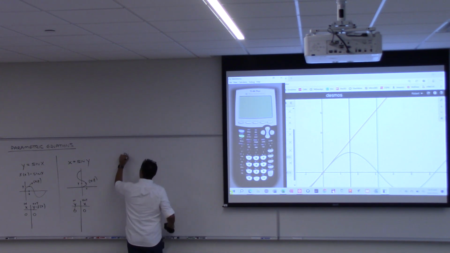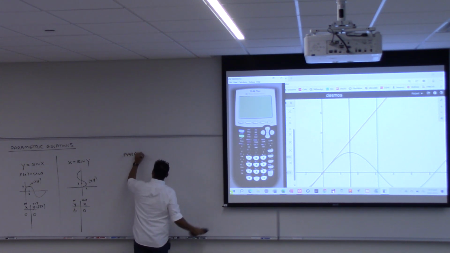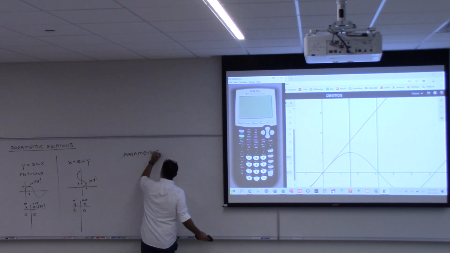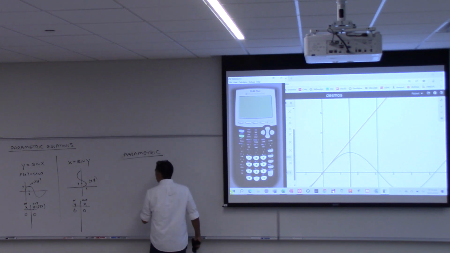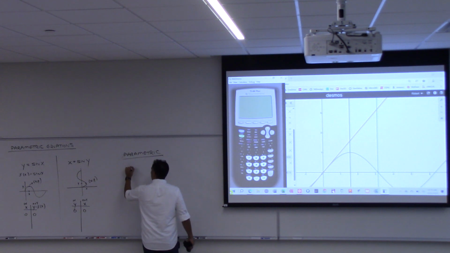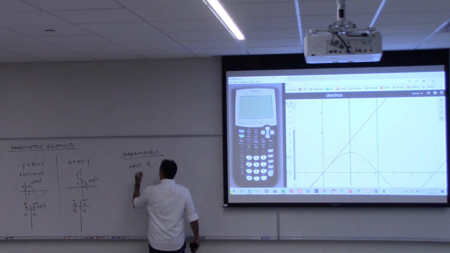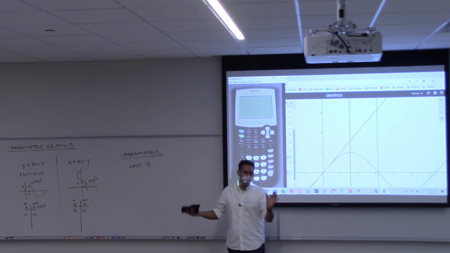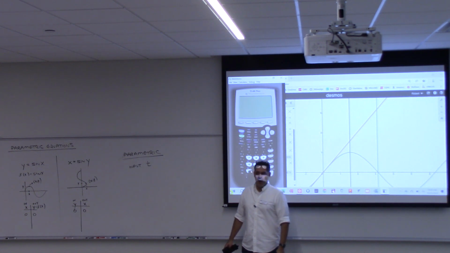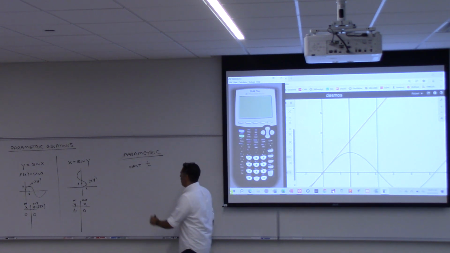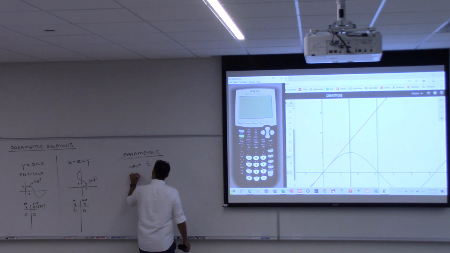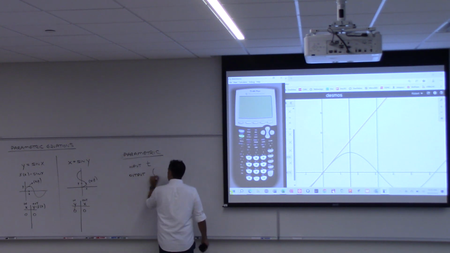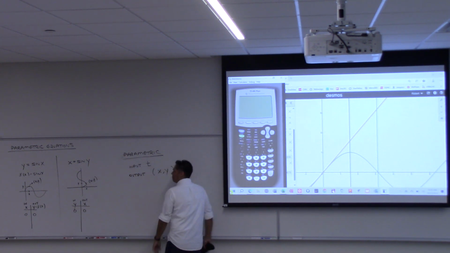Parametric. Just let it develop here, okay? If you're confused, just let this idea develop. Parametric, what we're going to do is this. Our input is going to be some variable called t. It could be anything, but we usually use t, all right? Our input is t. And our output is going to be a point, okay?